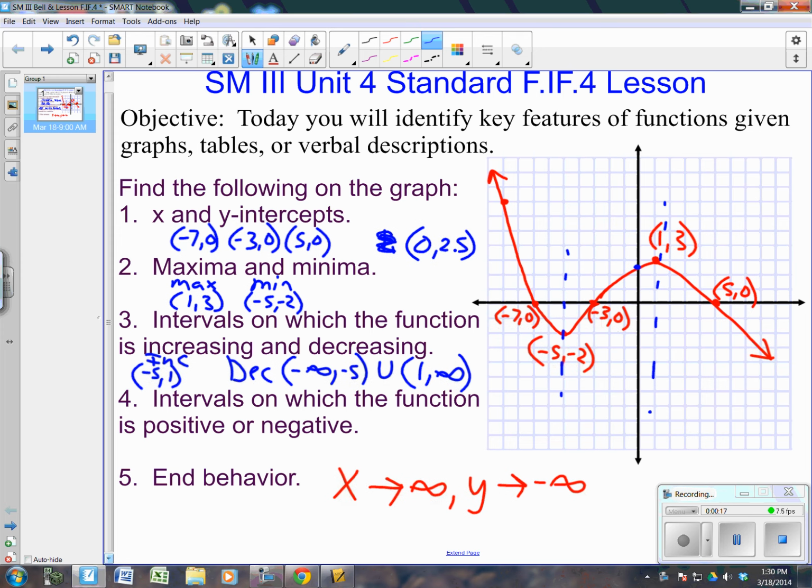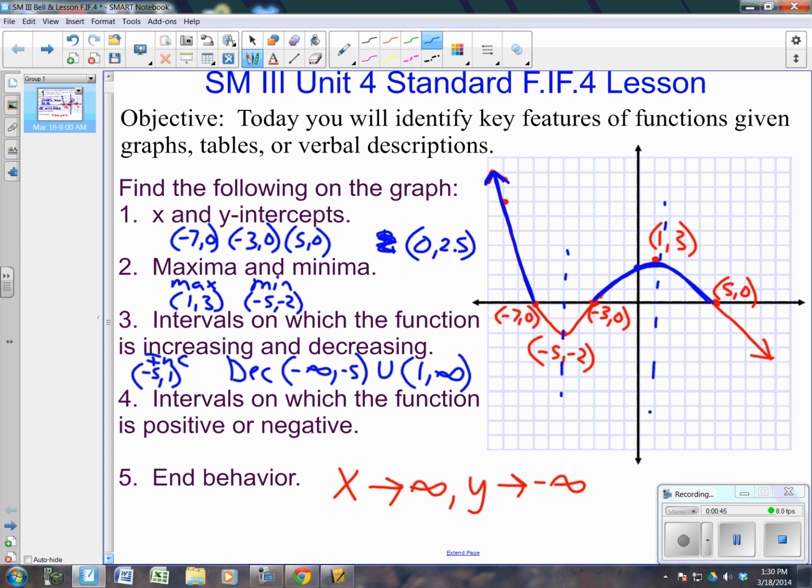The intervals on which the function is positive or negative. Well, you'll notice that this part of the graph right here, I'm drawing in blue, is above, and so is this part right here, above the x-axis. So their y values are positive, right? By the way, on your assignment today, it's going to ask you in a different way. It's going to say where y is greater than 0, which just means the y values are positive.